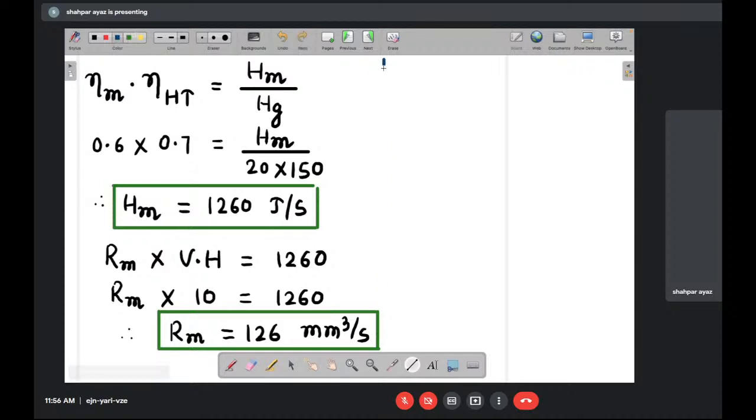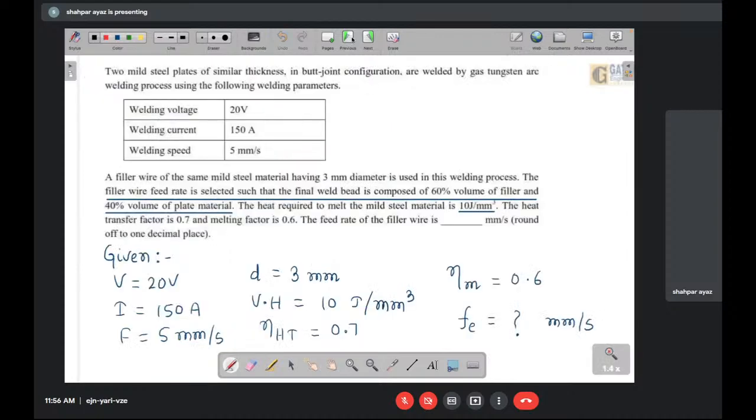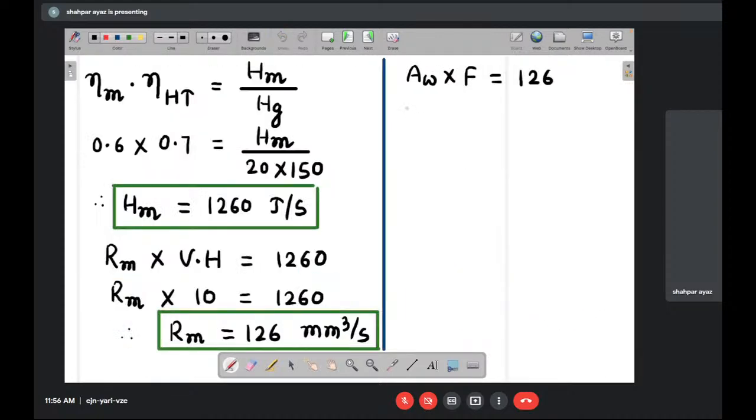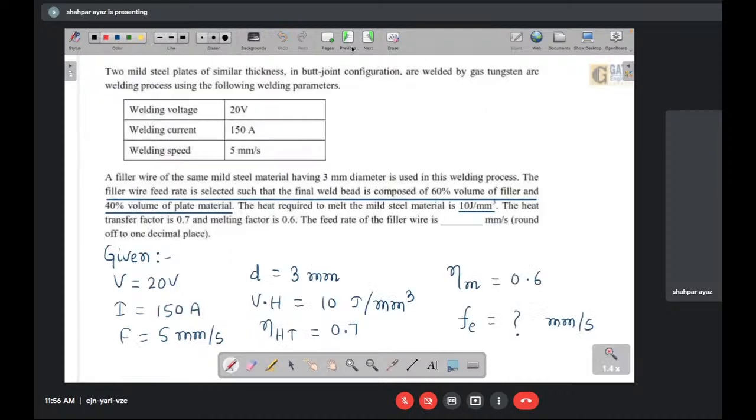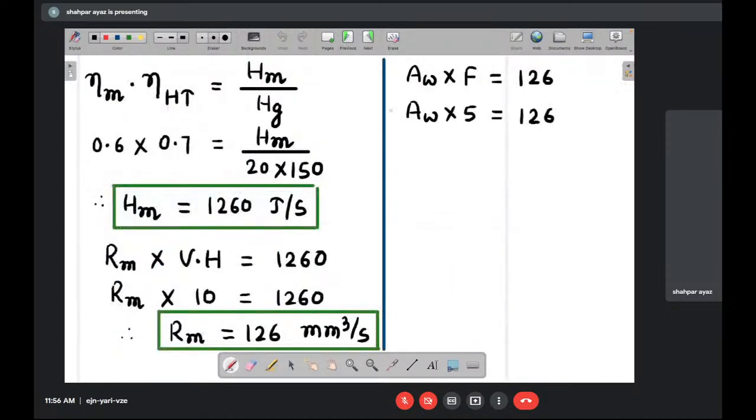Once we got this part, RM, the rate of melting. RM is nothing but the area of the weld into the welding speed. This is your 126. Welding speed is given in this problem as 5. So this is the area of the weld into 5, equals 126. 126 divided by 5 is 25.2 mm square.